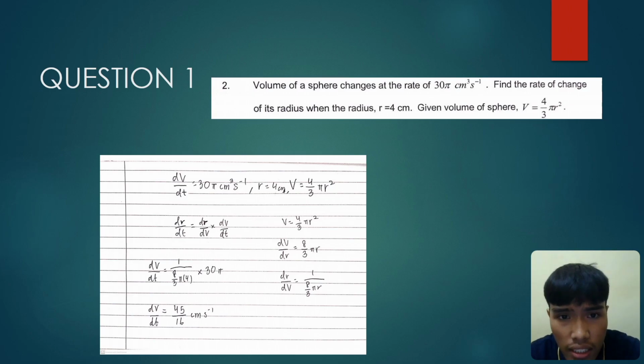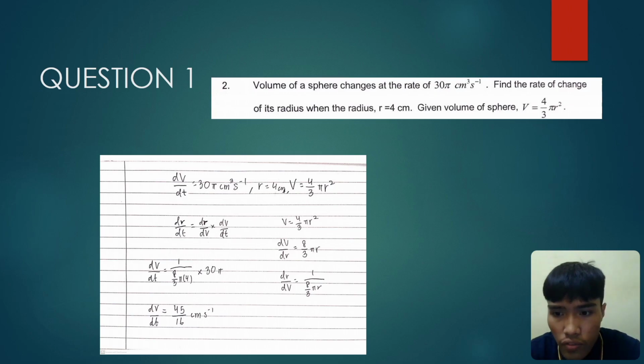Okay, moving on to the question. My question is: the volume of a sphere changes at the rate of 30π cm³ s⁻¹. Find the rate of change of its radius when the radius r equals 4 cm. And given the volume of the sphere V equals 4/3 πr³.